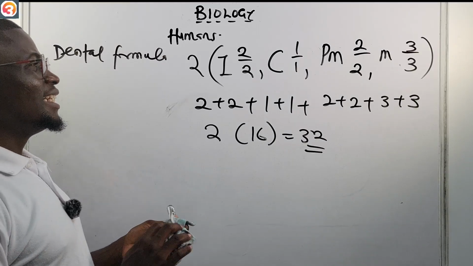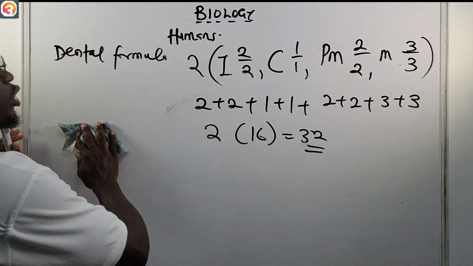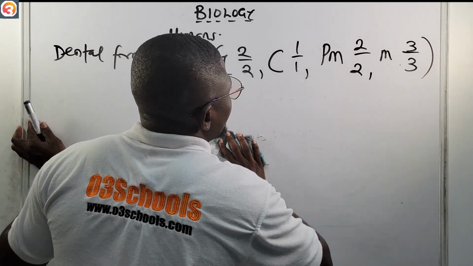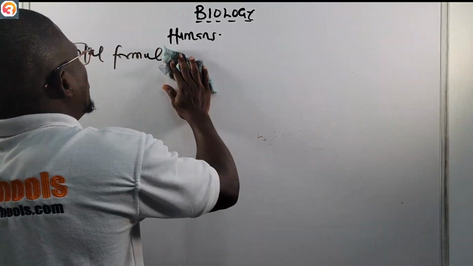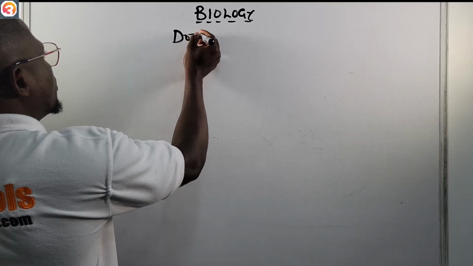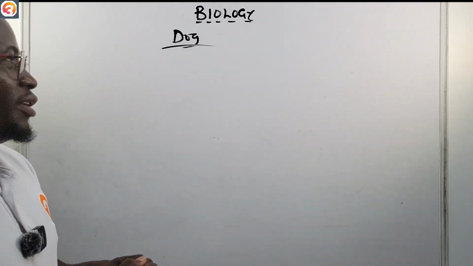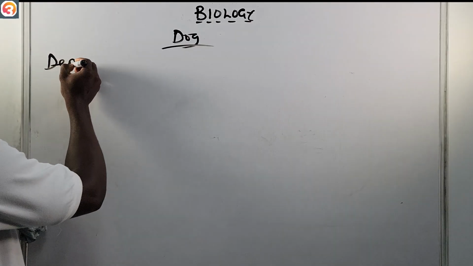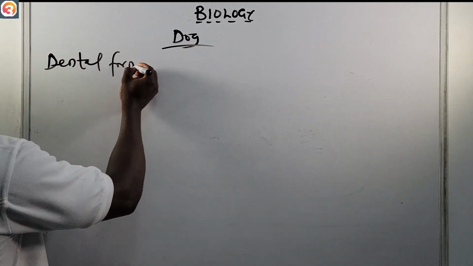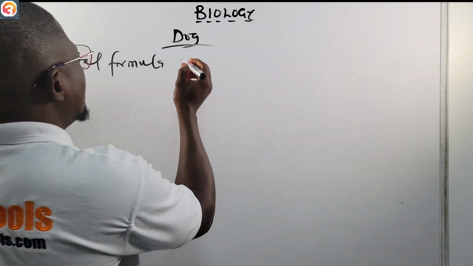So let us now see the dental formula, for example, for a dog. This is for human. Let's see the dental formula for a dog. This will be dog now. We'll see the formula, then we'll analyze it, okay? So the dental formula for a dog is given like this.